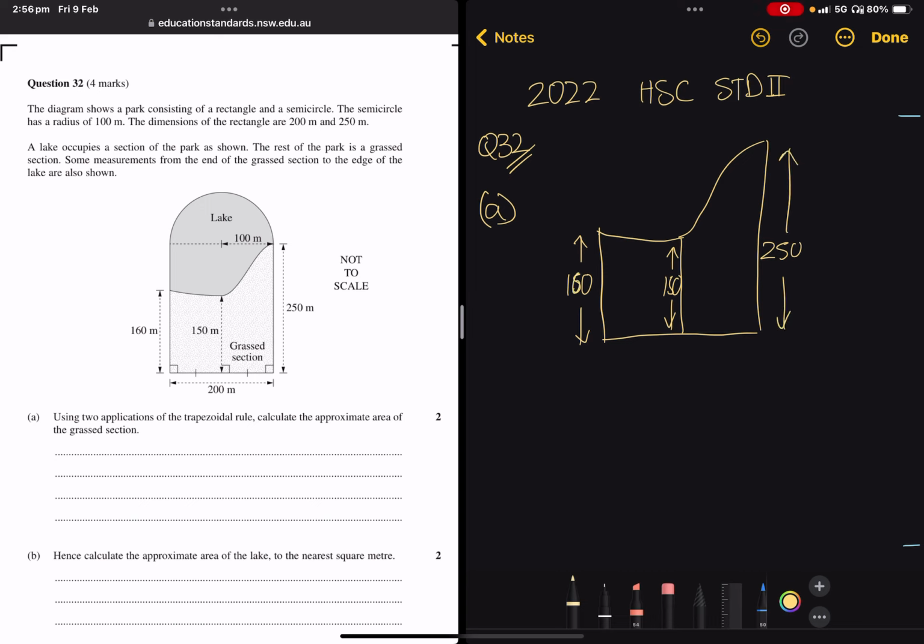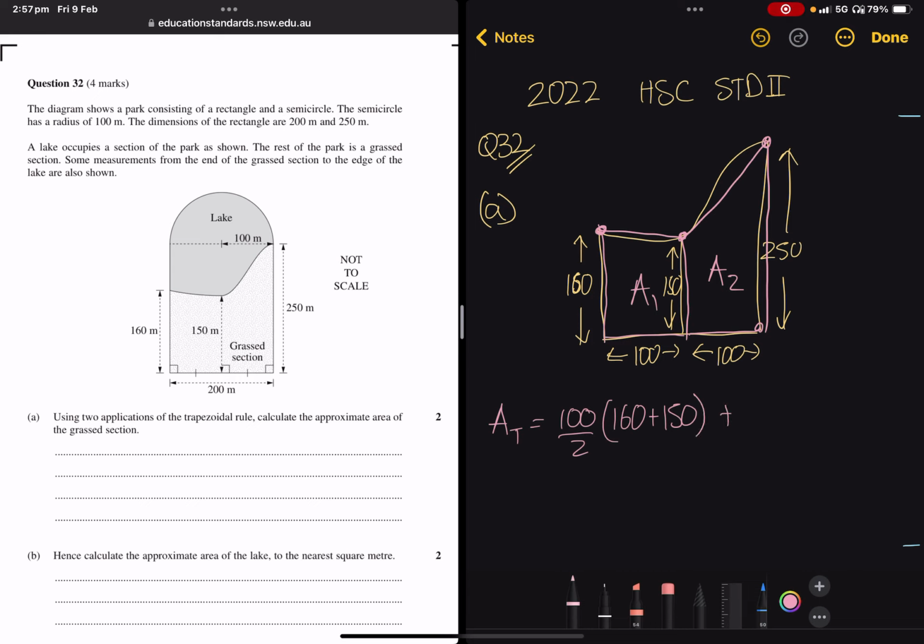Area 1 will be the width, 100, divided by 2 times the sum of the side lengths, 160 plus 150. The second trapezium will be the width, 100, divided by 2 times the sum of the side lengths, 150 plus 250. So now we need to calculate this. We have 160 plus 150, that's 310. 310 times 50 gives us 15,500. And then we have 50 times 400. So that will be 20,000.